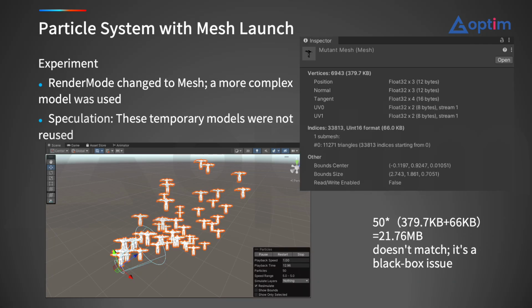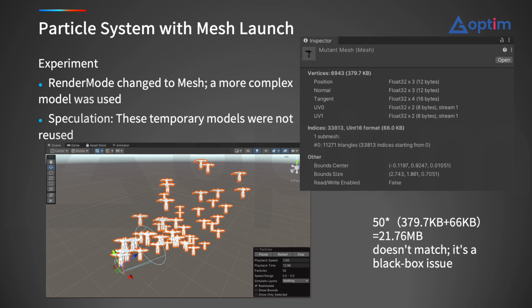Our hypothesis was that temporary mesh instances generated by particles were not being efficiently reused. Let's look at the numbers. The system configuration limited maximum particles to 50. That means at most, 50 child particles should be active simultaneously. However, when we calculated theoretical memory usage, the result did not match observed allocations.